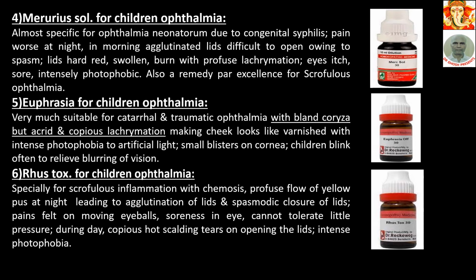6, Rhus toxicodendron for children's ophthalmia, especially for scrofulous inflammation with chemosis. Profuse flow of yellow pus at night leading to agglutination of lids and spasmodic closure of lids. Pains felt on moving eyeballs. Soreness in eye, cannot tolerate little pressure during day. Copious hot scalding tears on opening the lids. Intense photophobia.